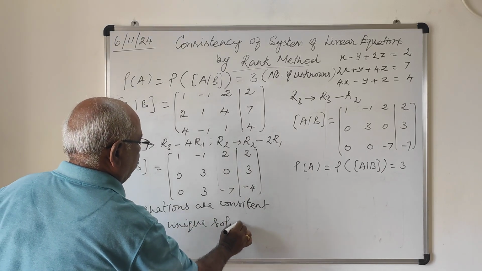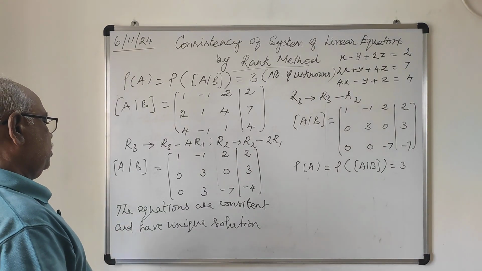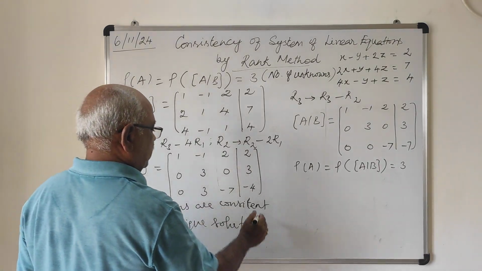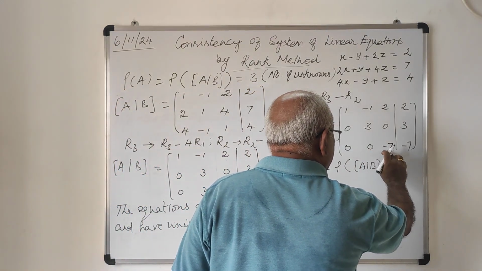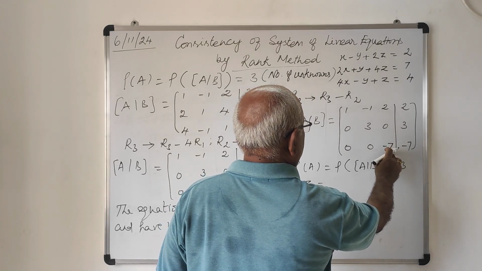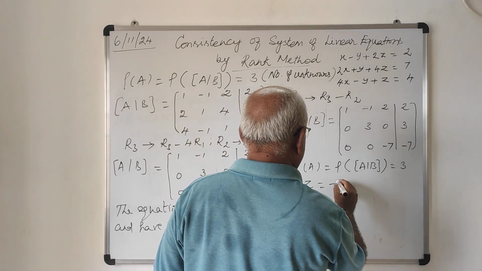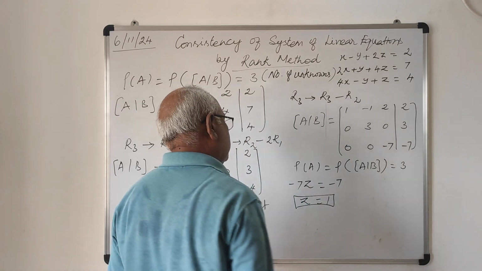Unique solution. The system is consistent and has a unique solution. Otherwise, the equations are consistent and have a unique solution. For this case, the third element is defined by 7z. You equate it, because it is the Z coefficient: 7z is equal to 7. Therefore, z equal to 1. Like that, you have to find out the value of z.